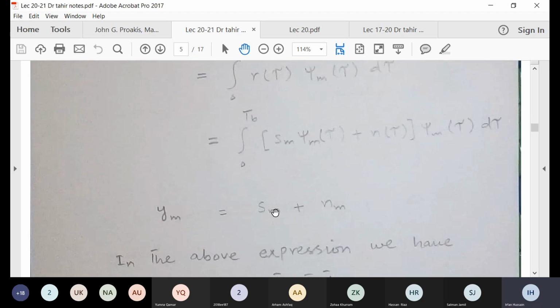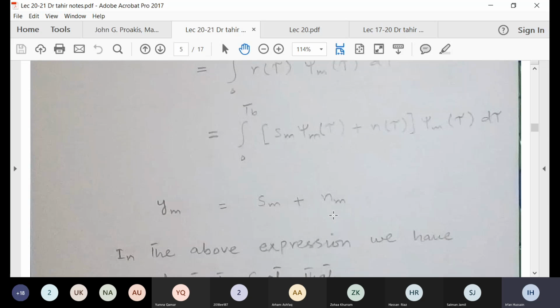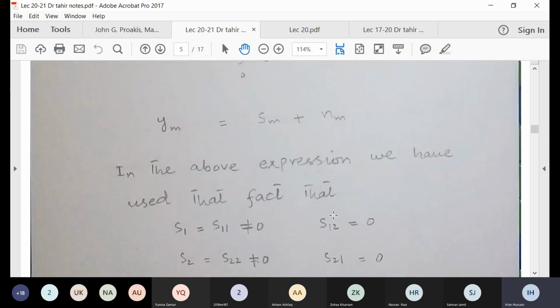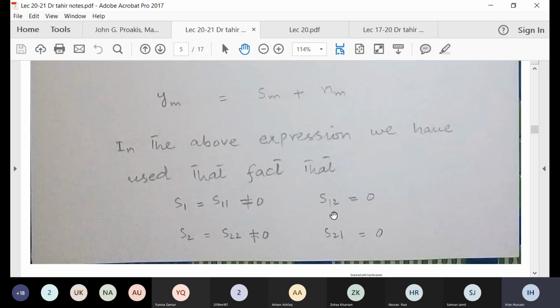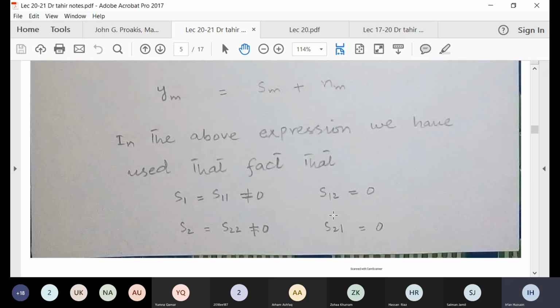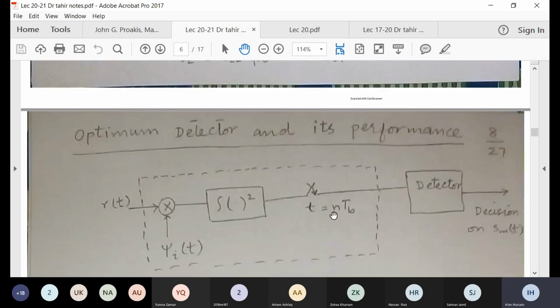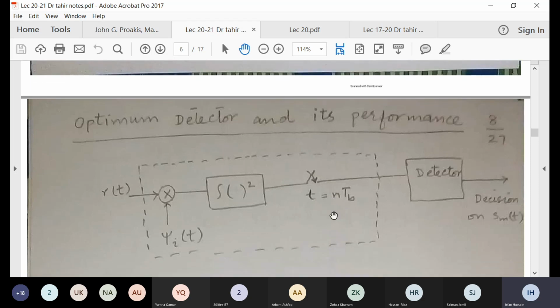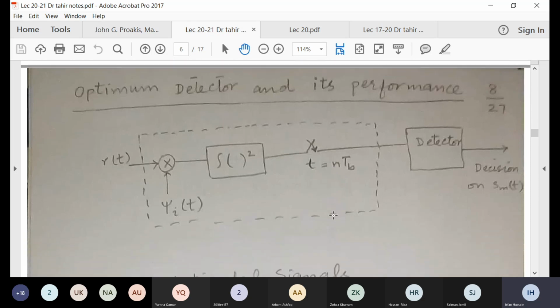Values again, you will see this will become sm, psi m square, and this becomes nm. So here again we have used the facts, because you can see very well that the cross correlation terms are 0. That is why it will come like this. Now after studying the demodulator both from the perspective of a correlator as well as from the perspective of a matched filter, we now go to a detector.